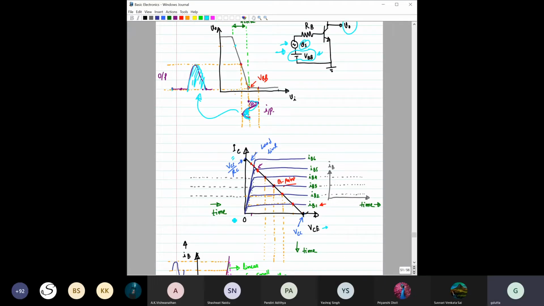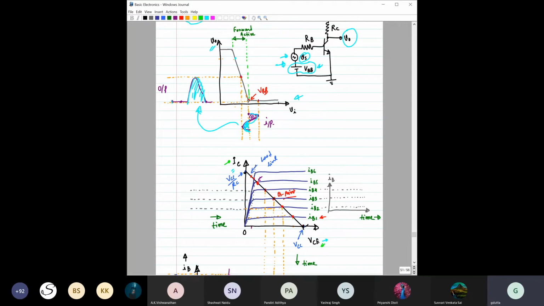Now you see that the same amplification, which we have discussed from the transfer characteristic, can also be discussed from the output characteristics of a CE amplifier. For example, you can see here that IC is the output current, and this is VCE. VCE here is nothing but the output.